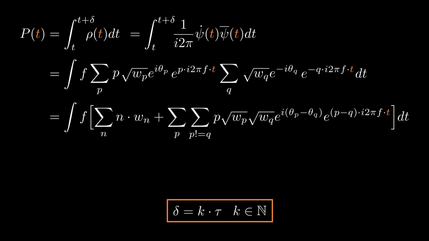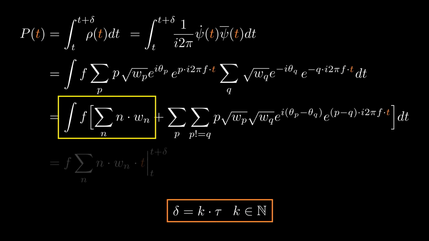In a quantum system, all physical quantities shall be measured in their natural units. So both t and delta must be in the units of tau. Let's assume that delta equals k tau, where k is a positive integer counting the number of the unit time tau in the time interval delta. Now, we can evaluate the integral over the interval t and t plus delta.